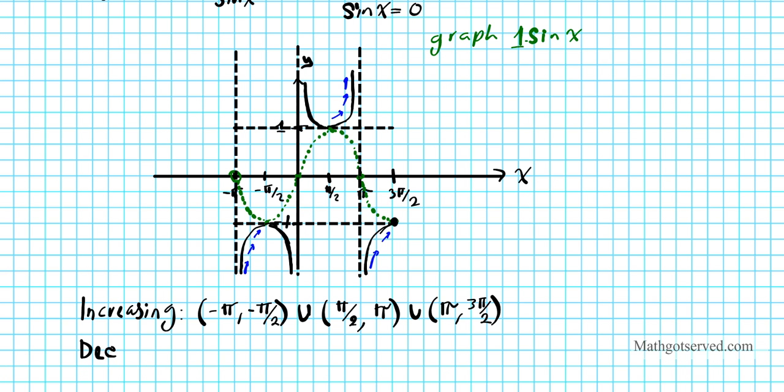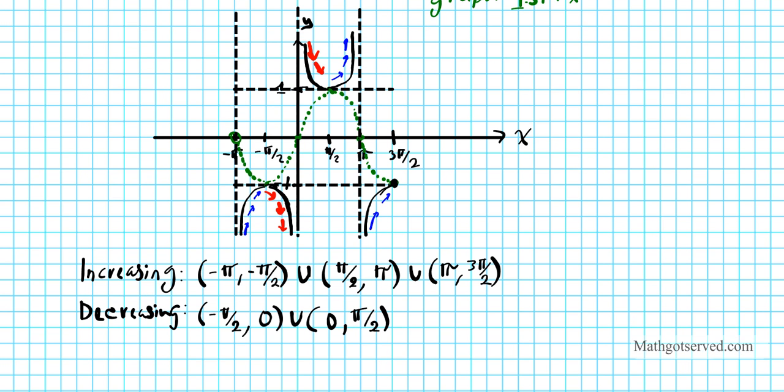All right, where is it decreasing? Where is it heading downwards? We'll notice it's going down here, down, down, down. And then it's going down here also. That's basically where it's decreasing on those two intervals. So it's decreasing from negative pi over 2 to 0, union, because of the jump, we have to jump in our parentheses, 0 to pi over 2. Okay, so there is where it's decreasing.